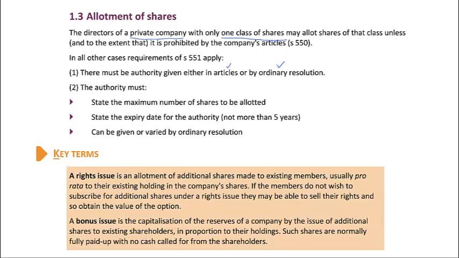It has to have a time limit, and that time limit can't be more than 5 years. So if you want a sort of ongoing authority to issue shares, you do have to keep renewing it. And that authority will say how many shares can be issued. It might even say the price, it might even say who they're going to be issued to, but it must have the time limit and the maximum number of shares in question.